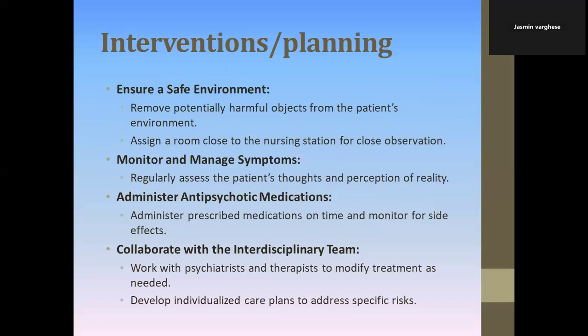So under planning or intervention, you can write this planning. First one: always do history collection and mental status examination. Then ensure a safe environment for the patient. For that, you can remove all the potentially harmful objects which are nearer to the patient's environment. Then assign a room close to the nursing station for close observation if it is possible.